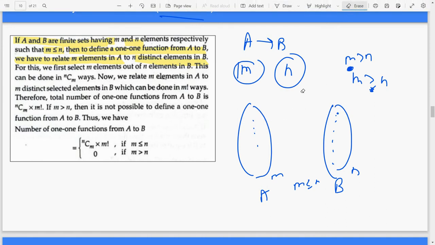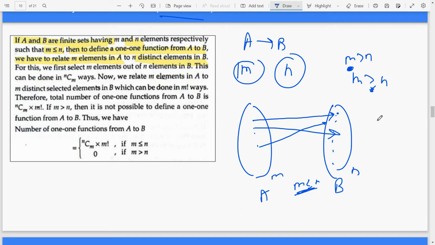That's why the restriction on the number of elements is that m should be less than or equal to n. If m is greater than n, obviously this is not going to be a one-one function. So what we need to do is relate each and every point to a distinct point of B, any distinct point. So obviously, if n is greater than or equal to m, then we are going to find a unique point for each point in A.